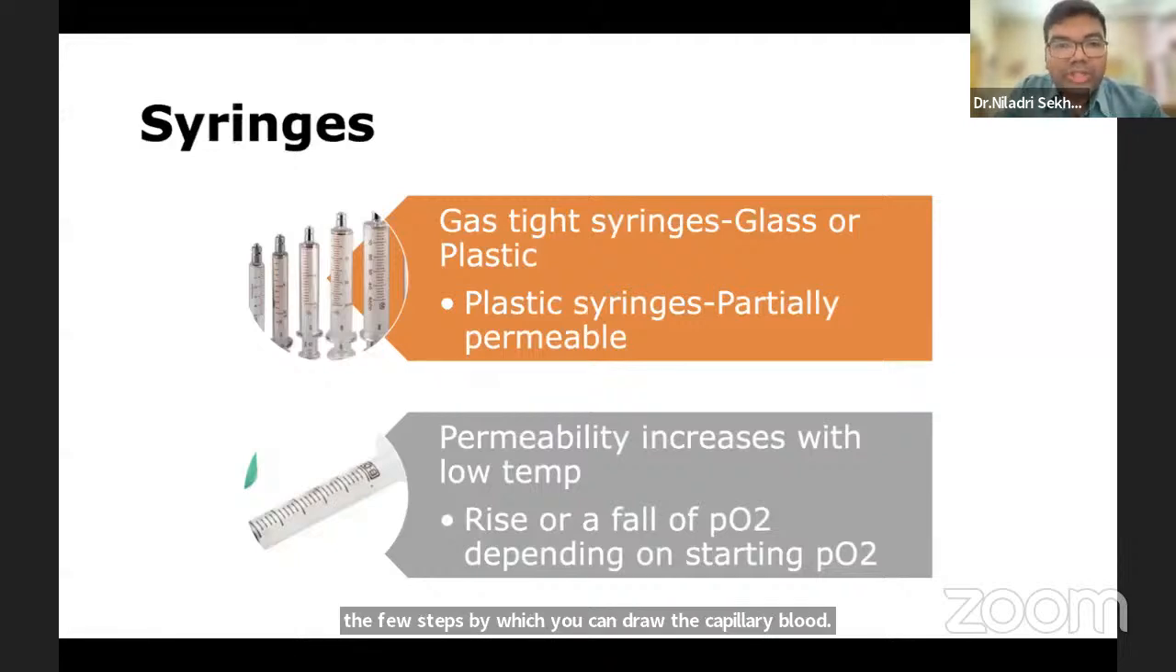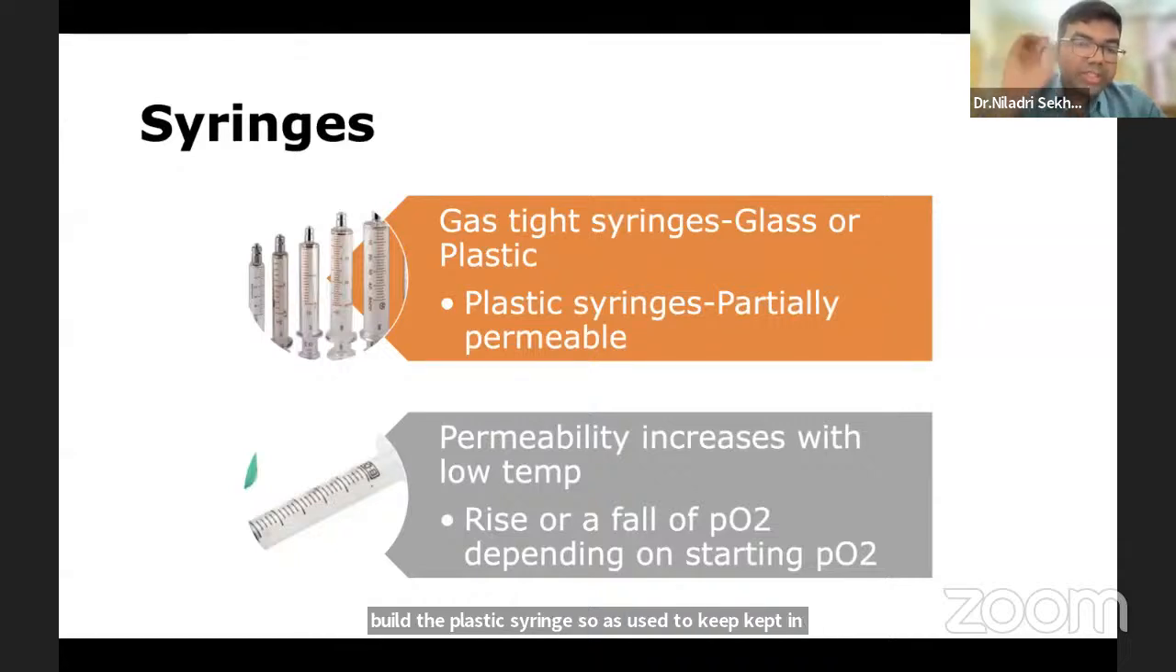Okay, so now a little bit about the syringes. Most of the time we are using plastic syringes, because glass syringes were used previously, but because of the danger of cutting and all those things, glass syringes are not used nowadays. One thing you have to know is that plastic syringes are partially permeable to oxygen. That means, previously, when you took the blood sample, the plastic syringe used to be kept in an ice pack.